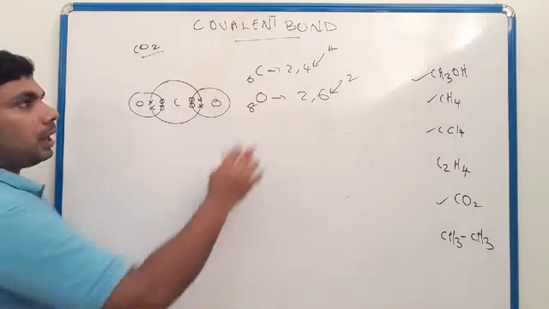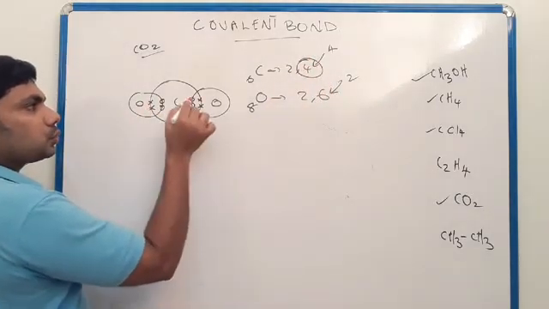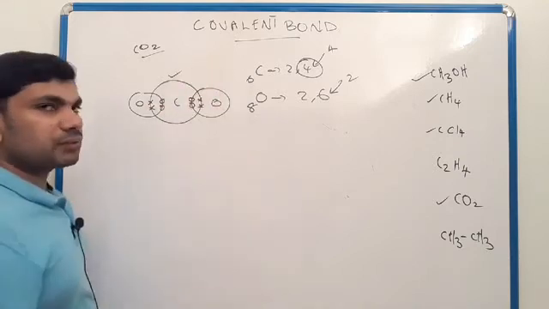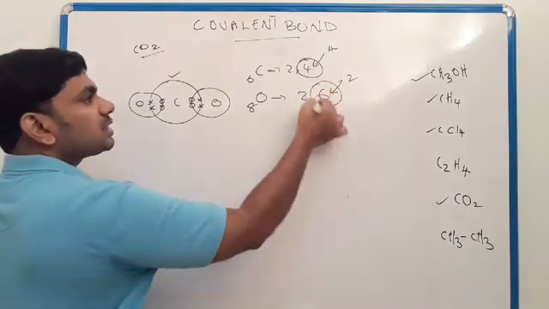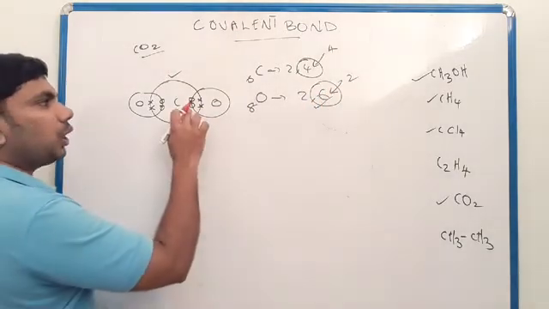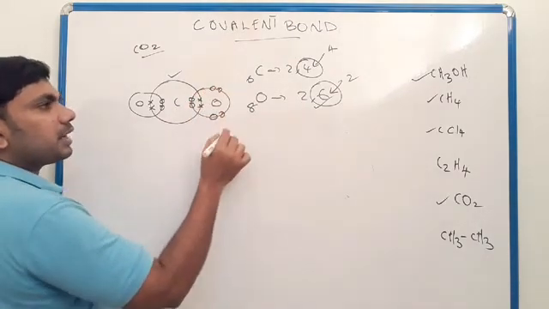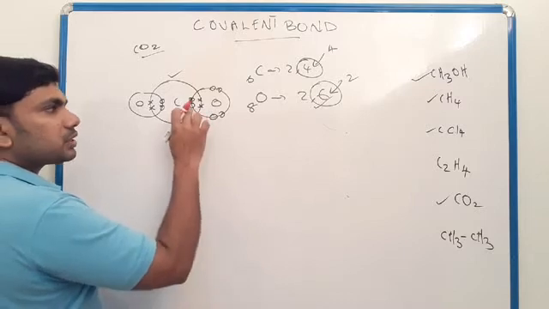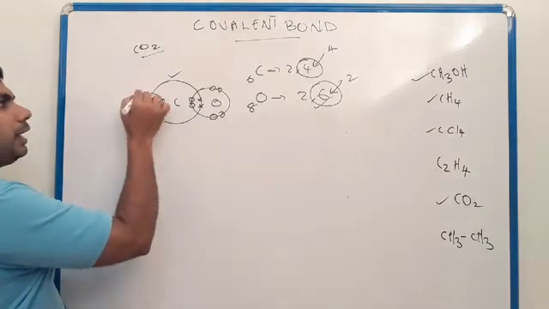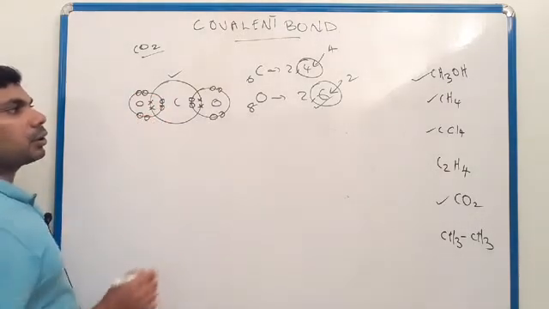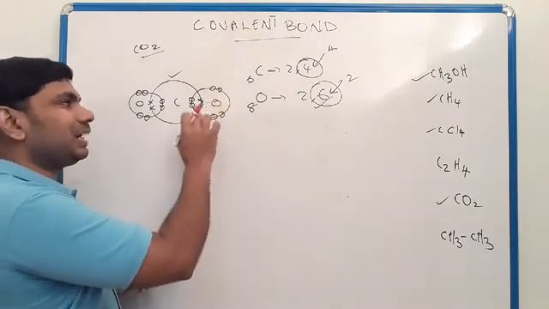Clear? Carbon valence electrons 4. We did 1, 2, 3, 4. Valence electrons of carbon we did. What about oxygen? Oxygen valence shell has 6 electrons. We did 2 only. How many left? 4 left. Valence electrons 6, including this 2, 1, 2, 3, 4, 5, 6. Here also we have to make it 6.